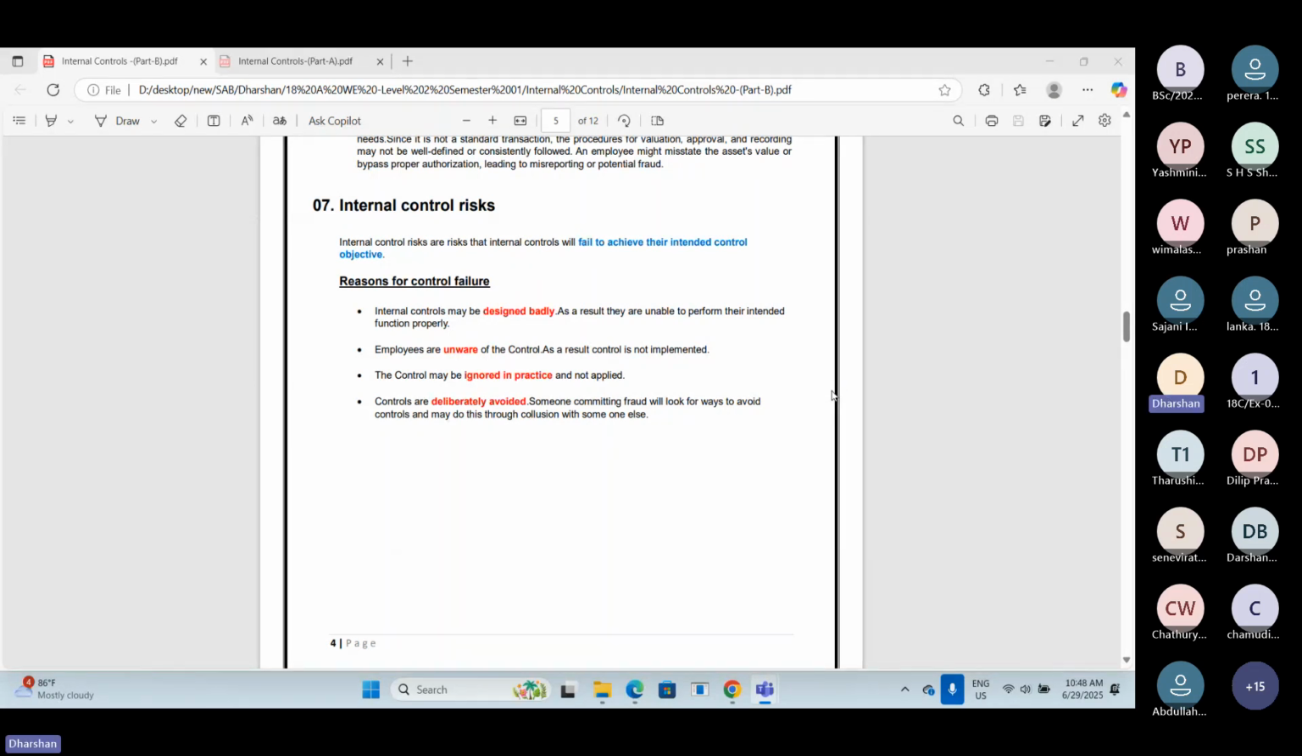Last one, controls are deliberately avoided, purposefully avoided. If someone wants to commit a fraud activity, purposefully he will avoid the internal control. So that is also one of the reasons for the failure of internal control. Clear? I hope you understood. So these 4 reasons you must remember.